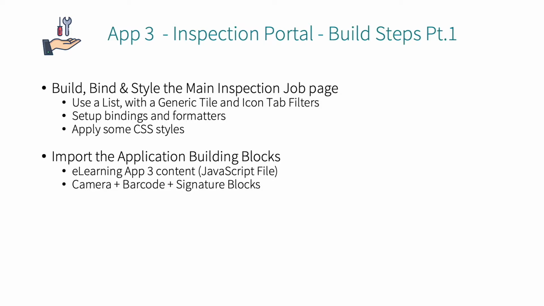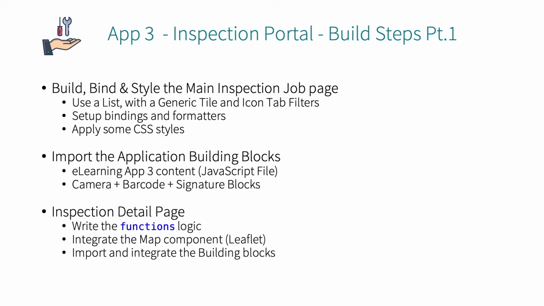And then finally we'll build up the inspections detail page, which will then consist of writing the functions logic, so building all of the logic into the functions that are provided in the Pt.3 content building block. We'll then integrate the map component onto the page using the leaflet library, and then we'll import and integrate the remaining 3 building blocks for the camera, the barcode and the signature.